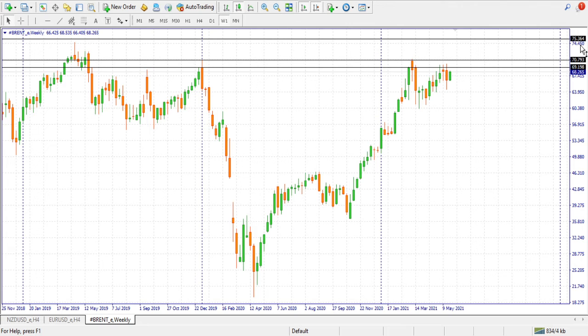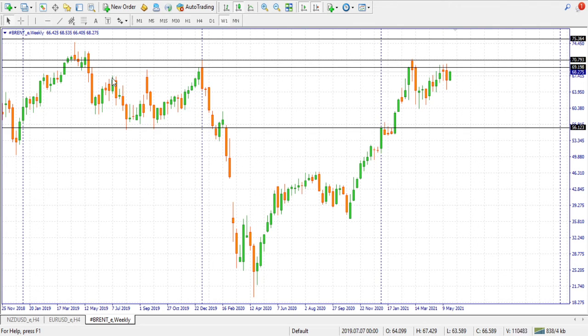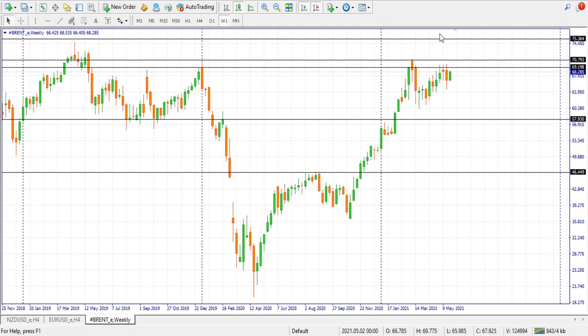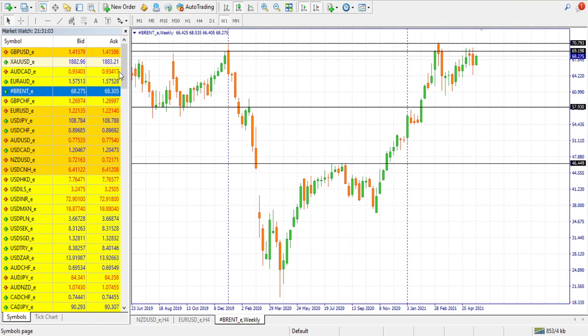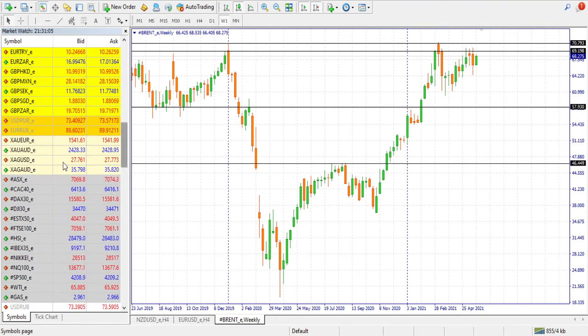So the stop loss is 75.36.4. Our take profit is here, and then the next take profit is this one. So we want to see a good sell from this point. Our first take profit is here, and then the next take profit is 46.449, which is here.